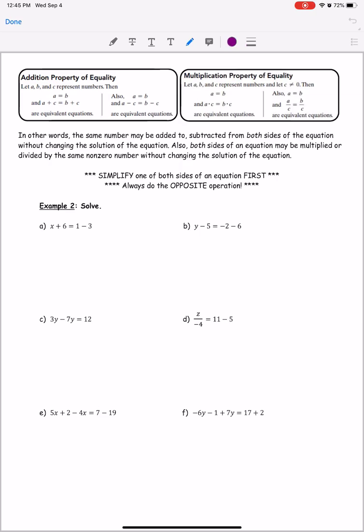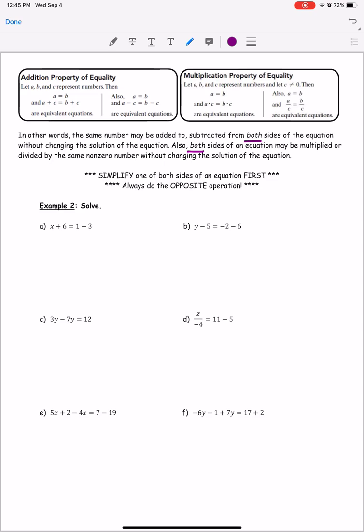So, over here, you have your properties again. Basically, you can add something to both sides of the equation, subtract something from both sides of the equation, multiply, or divide from both sides of the equation. Key word here is both sides. You can add or subtract from both sides. You can multiply and divide from both sides as long as it is to both sides.